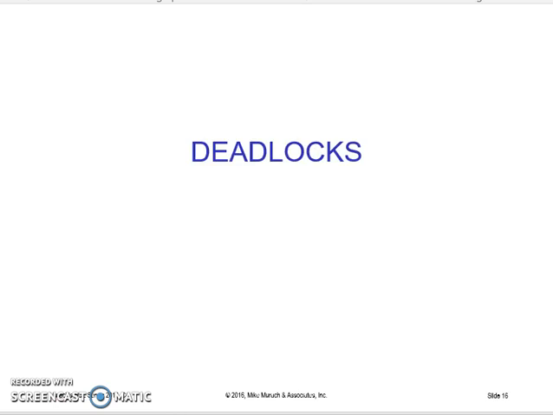A deadlock occurs when two transactions are simultaneously holding and requesting a lock on each other's resource. Since deadlocks can occur more frequently at higher isolation levels, you need to understand how they come about and how you can prevent them.